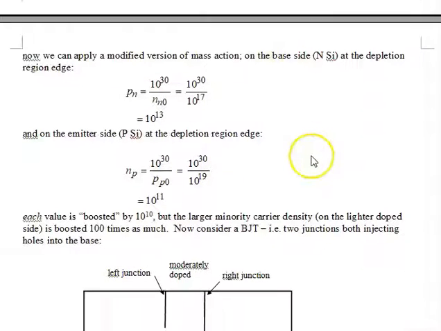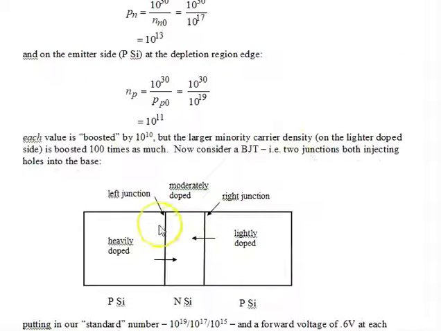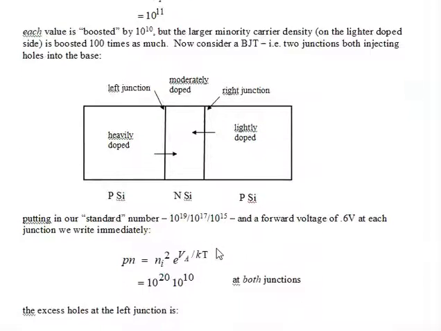So now let's consider two junctions. We just looked at the emitter-base junction, heavily doped emitter, moderately doped base. Now let's do the same thing at the base-collector junction. At the base-collector junction, we do the same deal, 0.6 volts, 10 to the 10th boost, and let's see what we get.